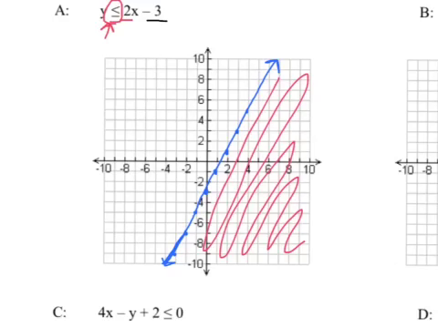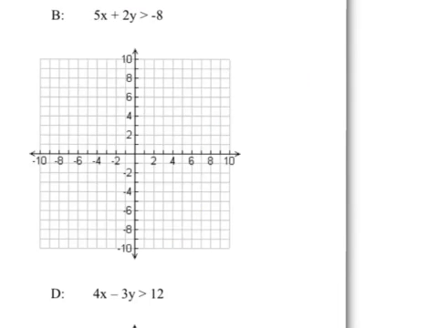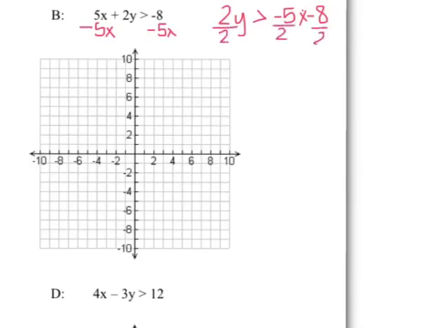All right, now let's go over to B. B is not as friendly because we don't have y by itself. So our first step will be to get y by itself. So we need to solve this equation for y. So we're going to subtract 5x from both sides. So we get 2y is greater than -5x minus 8. Now we need to divide by 2. So y is greater than -5 over 2x minus 4.